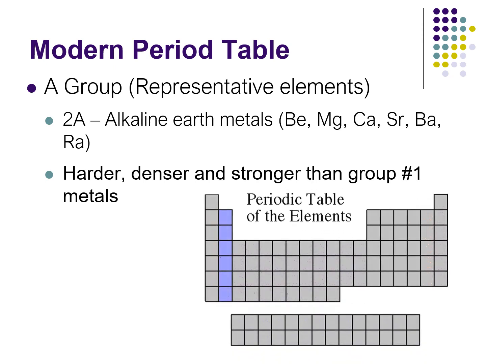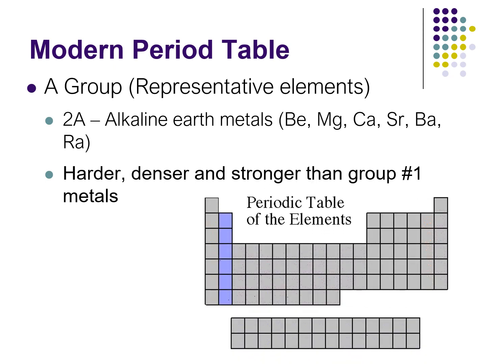Let's continue with Group 1A. Group A, the representative element. So, after Group 1A, pupunta na tayo sa 2A. So, ang 2A po natin, class, is known as the alkaline earth metal. So, ito po siya.